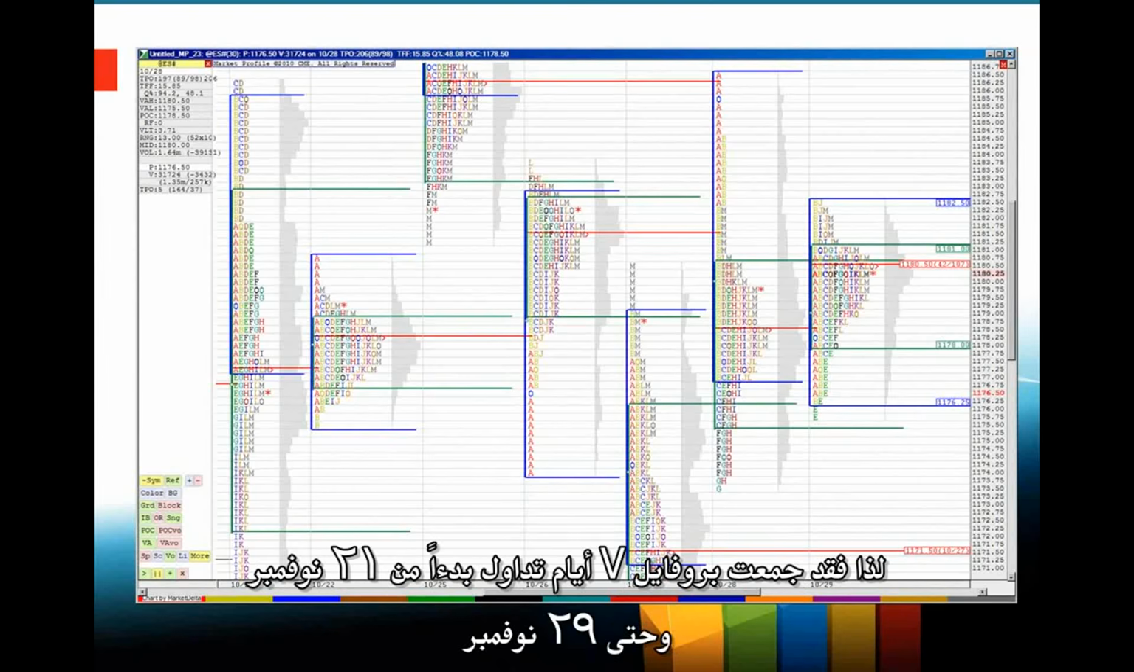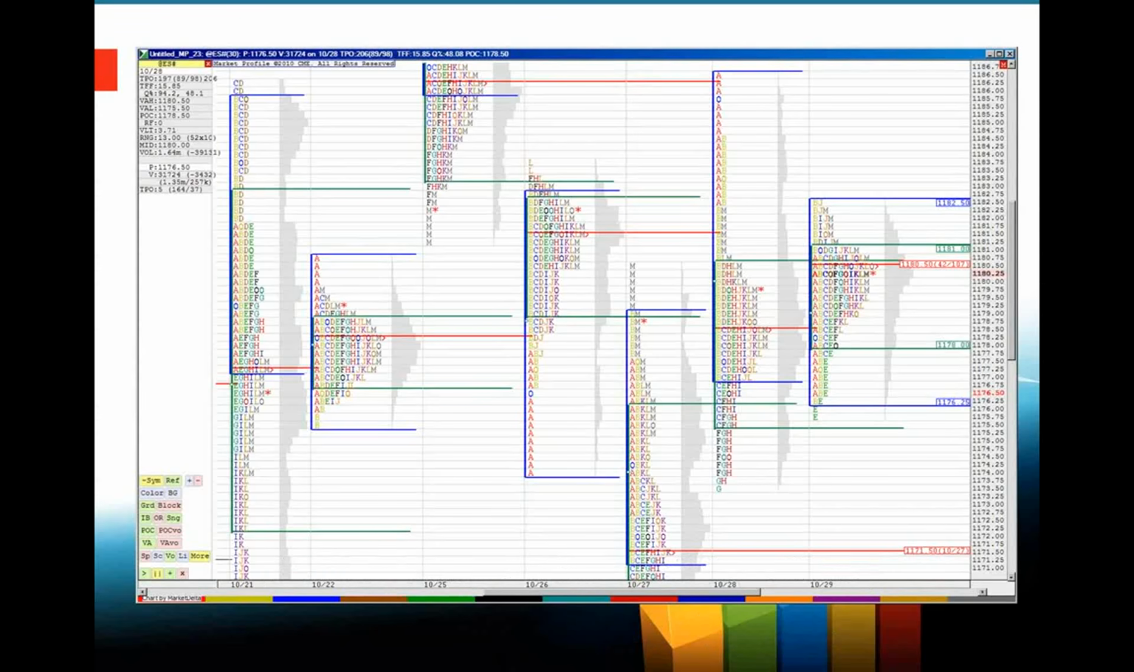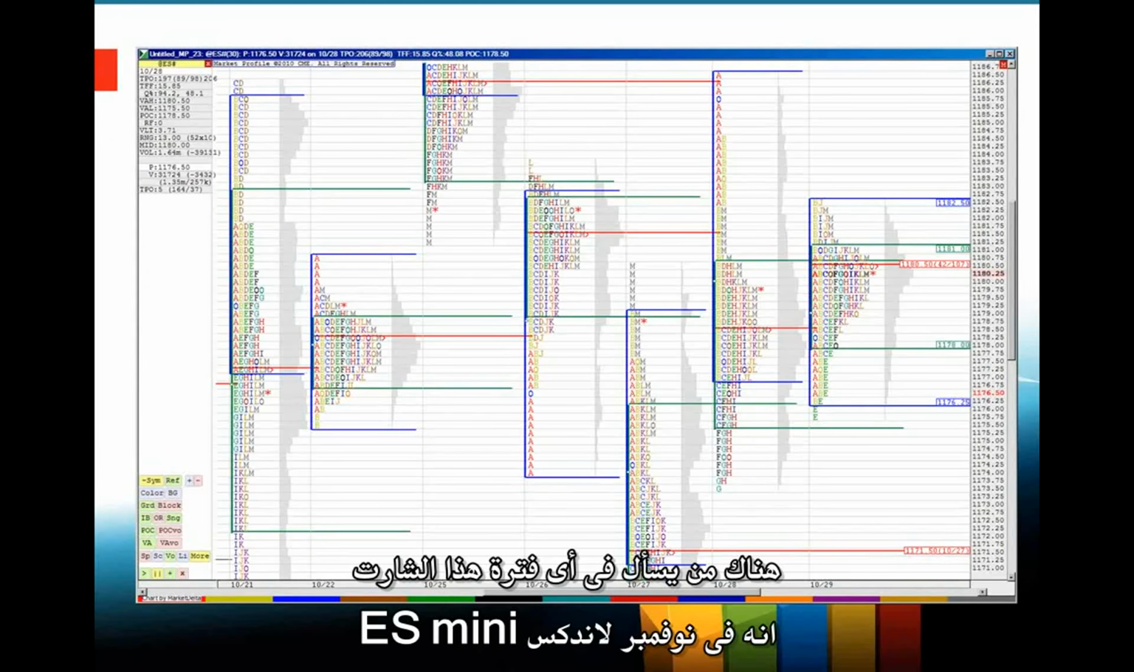So I've picked 7 trading days before you on this chart, starting recently back on November 21st all the way through November 29th. I want you to take a look at this chart and look at the different days. We've had some directional, some imbalanced, some balanced. Somebody's asking about October. This is November. These are days in November for the ES Mini.